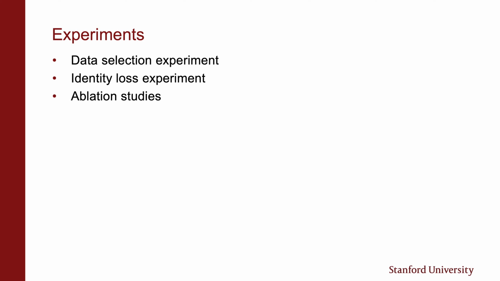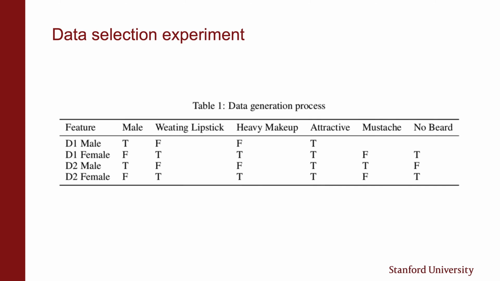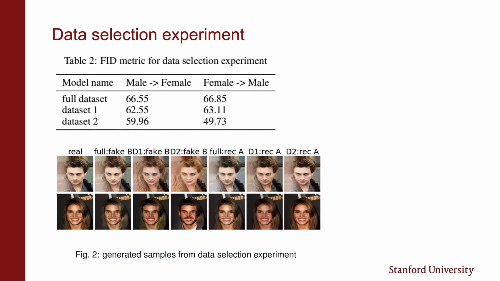We have three experiments in this project: data selection experiment, identity loss experiment, and evaluation study. In the first data selection experiment, we try to understand how important the dataset is to the images. We created two more datasets from the cycleGAN sets by filtering the images, to keep each male set and female set with more uniform features. We find this helps the image results.